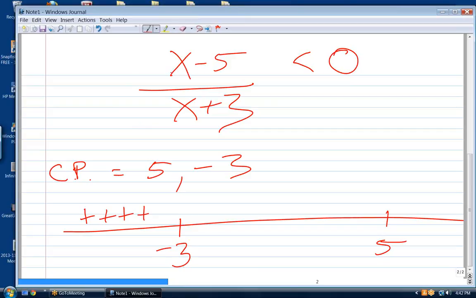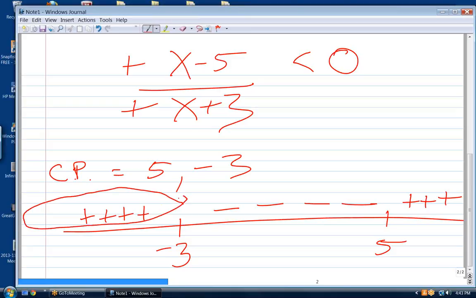Give me a number between minus 3 and 5. 2. Okay, what's the numerator? Negative. What's the denominator? Positive. What's the quotient? Negative. There we go. And then to the right of 5, let's do number 6. That would be positive. These would all be positive. In other words, all you have to test is one number, and it tells you what everything out to negative infinity is going to be.